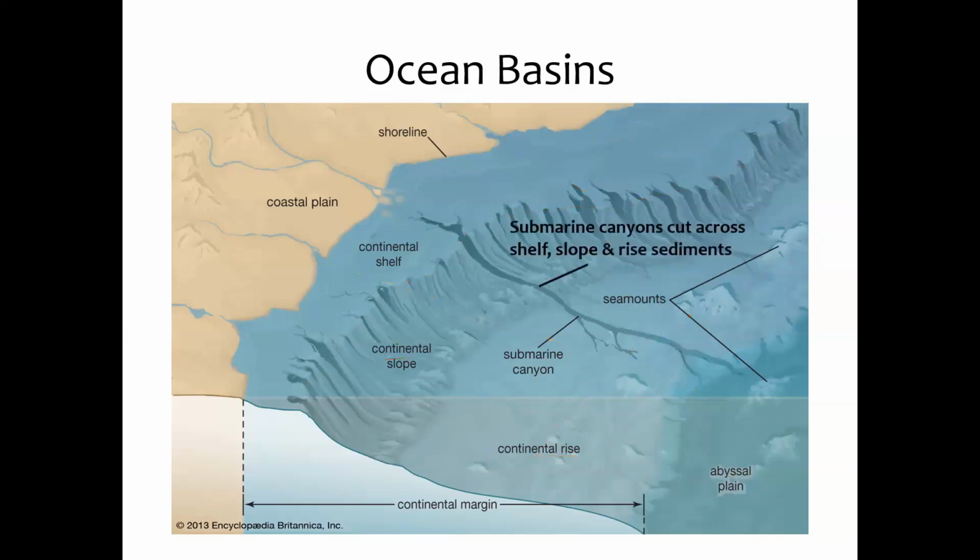You may also see these things called submarine canyons that cut across the shelf, the slope, and the rise, places where for one reason or another, water and sediment has cascaded down that canyon in the past. It's a little bit like an underwater river. Kind of cool. You can see some of these if you go looking in Google Earth. You'll see some of these submarine canyons.